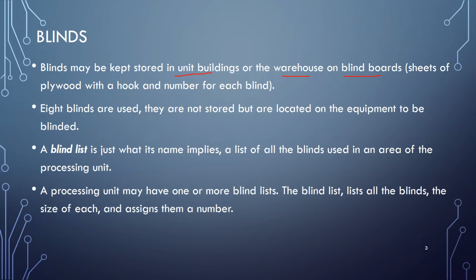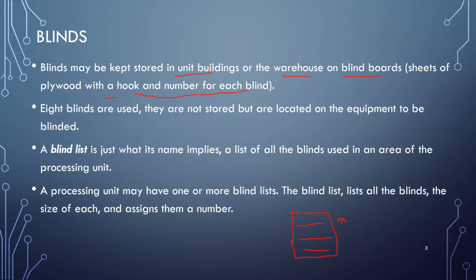A blind board is like a bookshelf in your home. You arrange your books in different places according to your interest. Like that, on a sheet of plywood, there are hooks, and at each hook they mention a number. You got the point, it's like a board. So you can find maybe the first line 10 bar pressure, for example the second line 15 bar, the third line 30 bar. According to the pressure rating, PR, they have a specialized hook to store each blind.